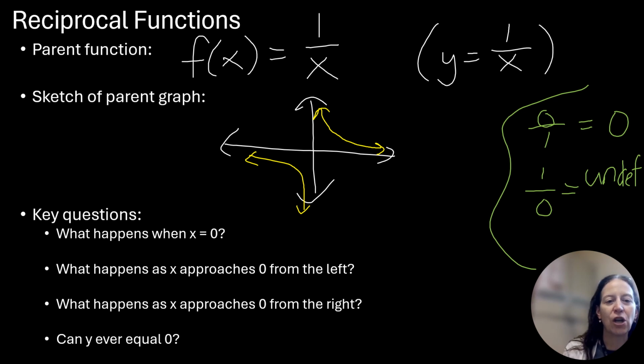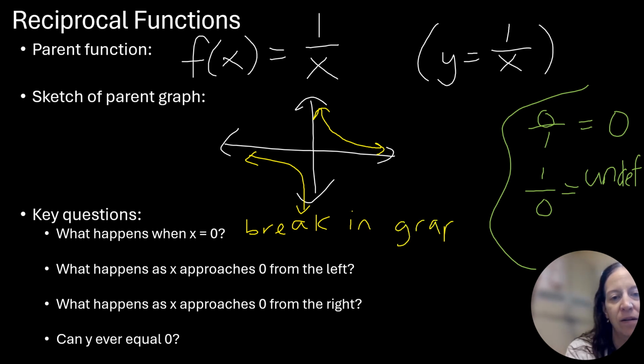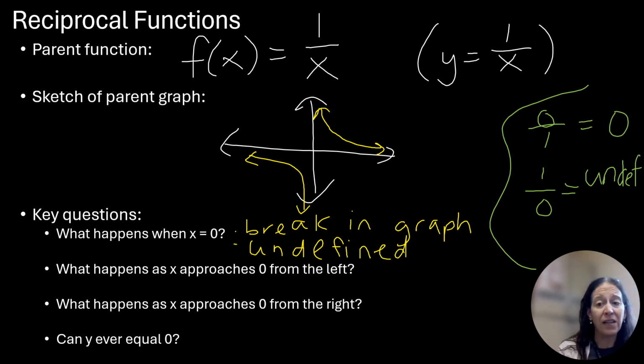So for that first question, what happens when x is equal to 0? There's a couple ways you could say it. You could say there is a break in the graph. Okay. It's actually called a discontinuity, which is the same as a break. Or you could say the function is undefined. Like, that is just not a thing that can happen. And when you have something that's undefined, the way it shows up is as a break in the graph. Like you can't have a graph there. There's no value that you can get for this. It's not a thing. All right, next question.